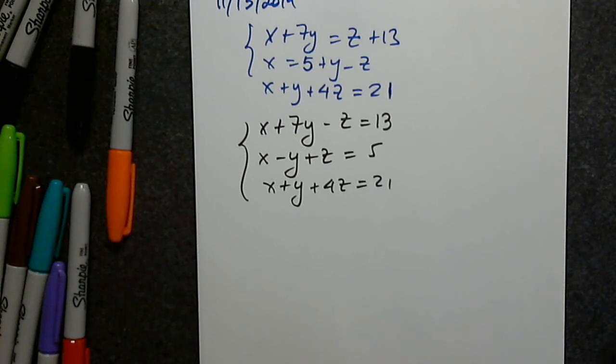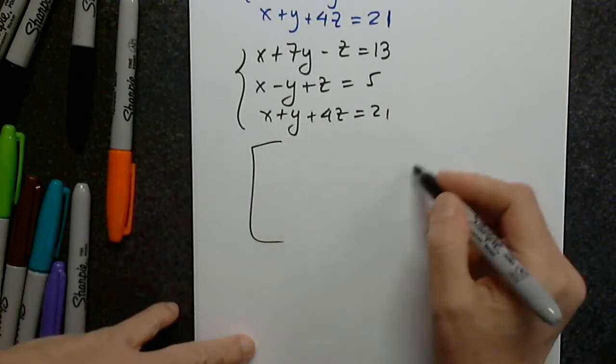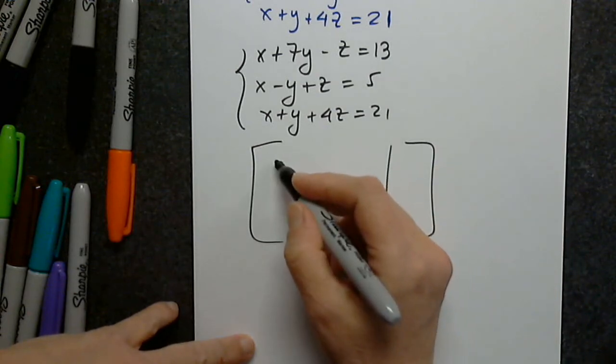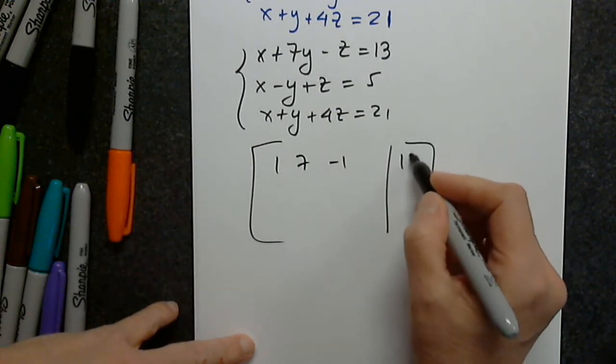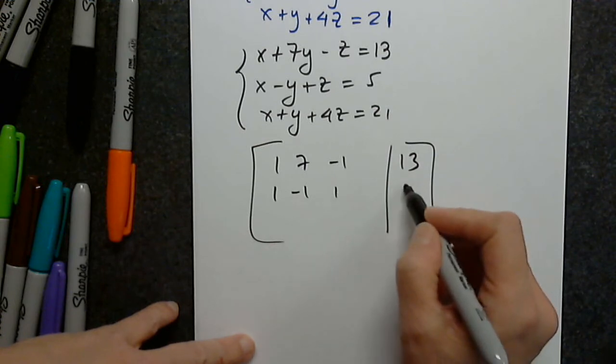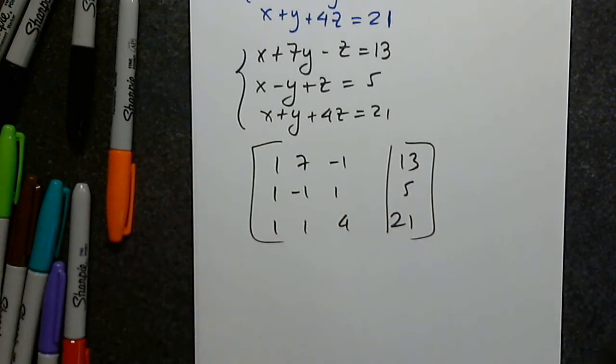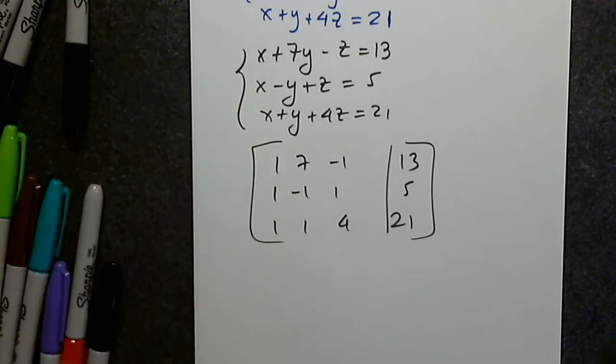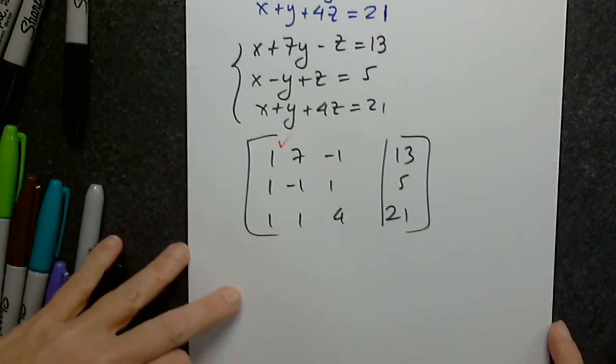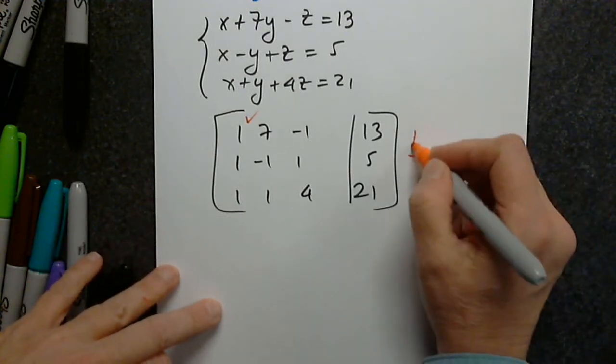I can start the algorithm by presenting the augmented matrix. So I have 1, 7, negative 1, 13, 1, negative 1, 1, 5, 1, 1, 4, 21. And now I can start the algorithm. I see that the first row, first column has already what I need to have, which is 1. In this first step, if you remember, we have to use row 1.